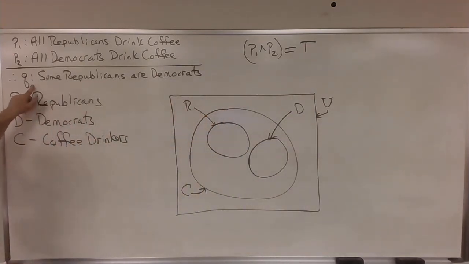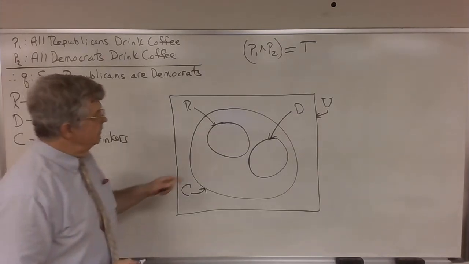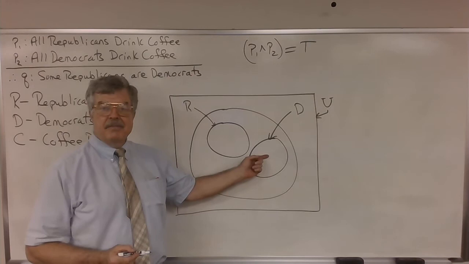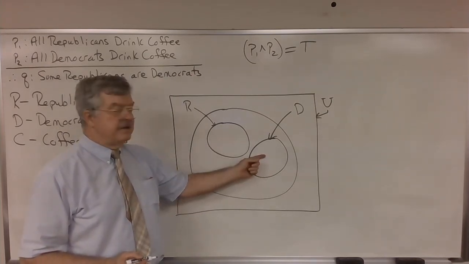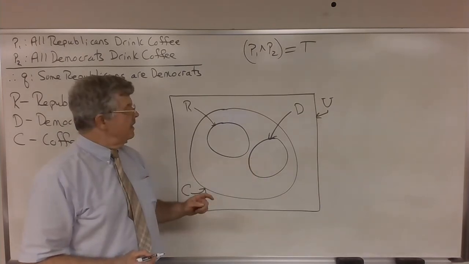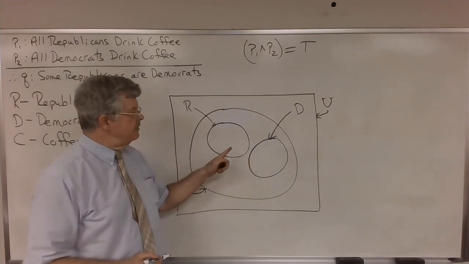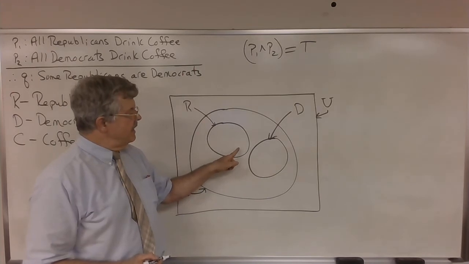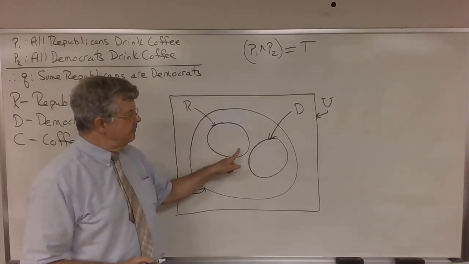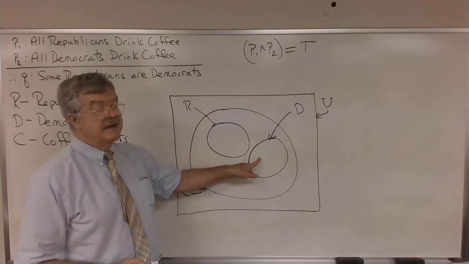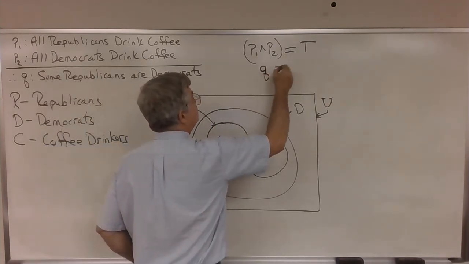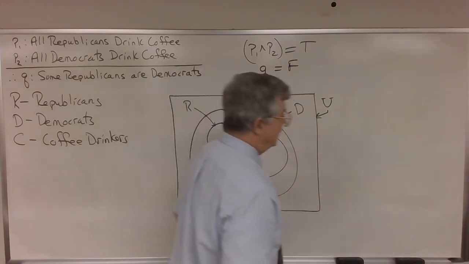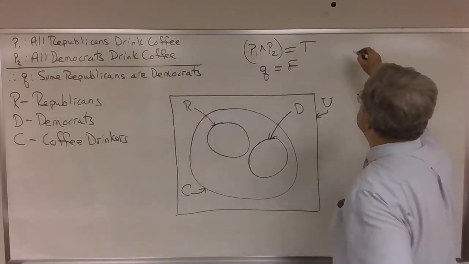Now, is my conclusion false? It is, because the Republican circle and the Democrat circle don't intersect. There are no Republicans that are Democrats, not even one. In order for at least one Republican to be a Democrat, that Republican would have to be in this circle and this circle at the same time. That can't happen. So our conclusion is false, and our argument is invalid.